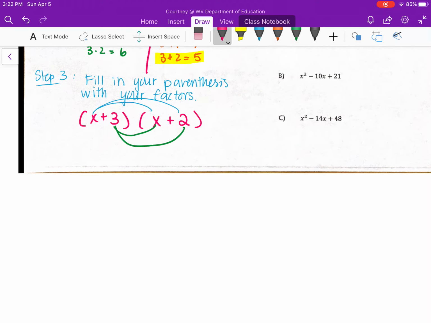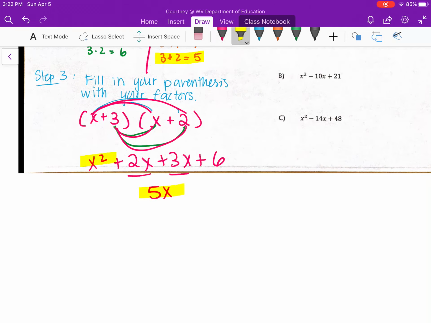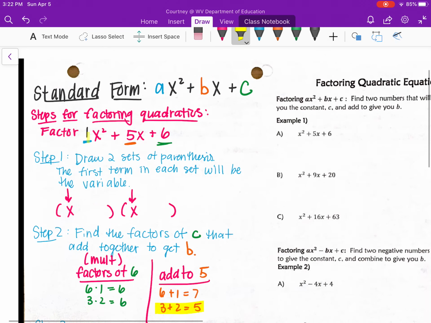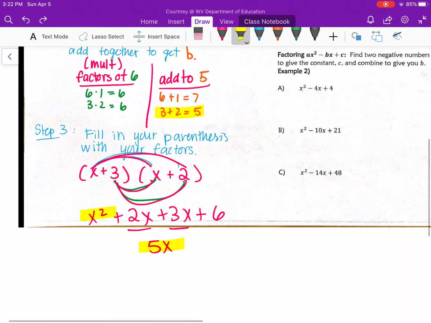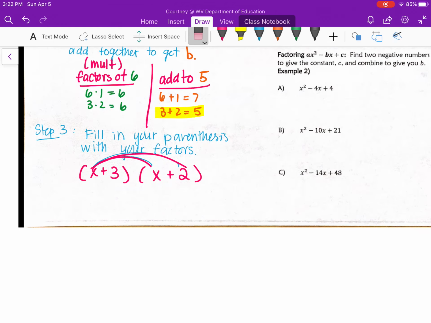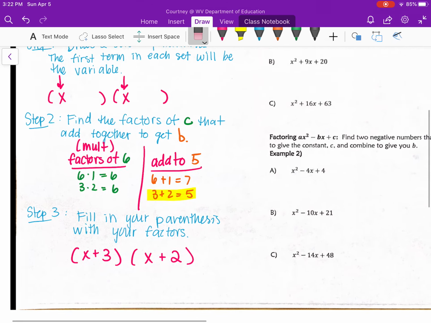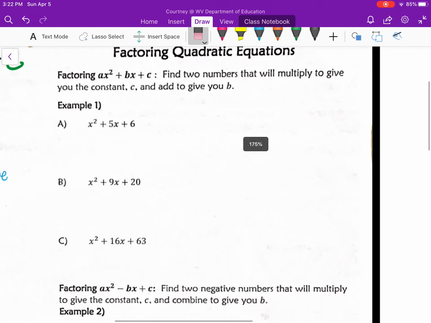So let's see what we would get. We said here to here is x times x, which is x squared. Here to here is 2x, and then 3 and x is 3x, and then 3 times 2 is 6. Then we combine these to get 5. Well, look, this up here is exactly what we started with. So here we're just going backwards. We're just kind of going from the trinomial to get your two answers. We're just going backwards. That's all factoring is.